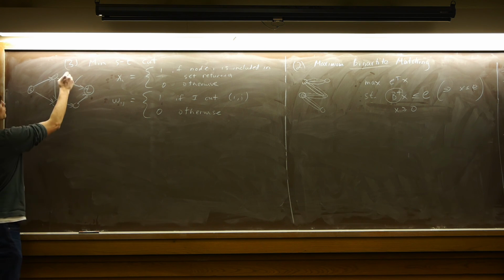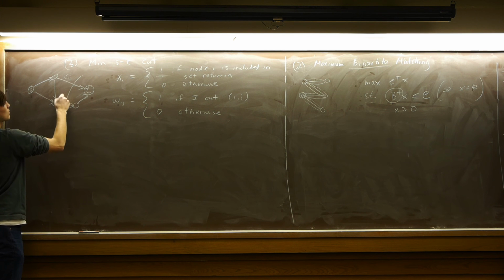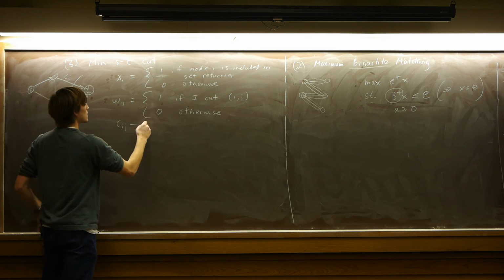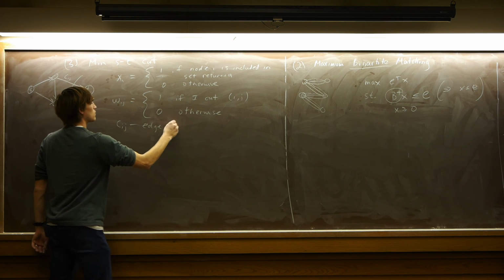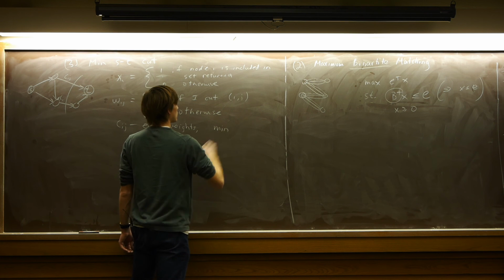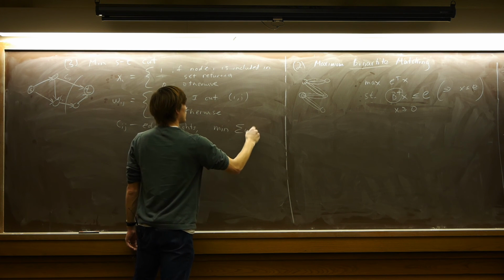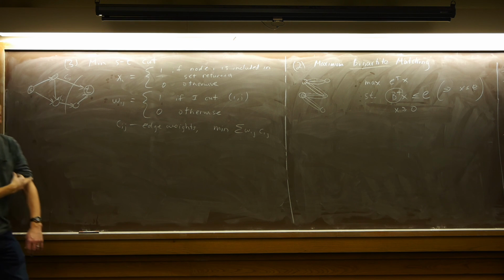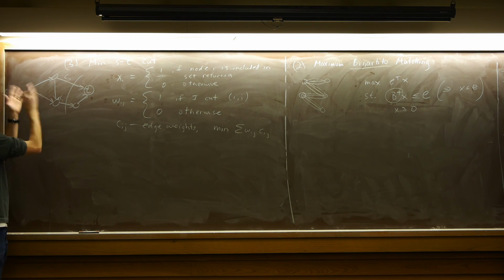So I might have some weights. Cij are edge weights. And I'm going to minimize the sum of Wij times Cij, subject to some constraints. The constraint is that I have to find a cut that separates S from T, and I want to minimize the cost of that cut.